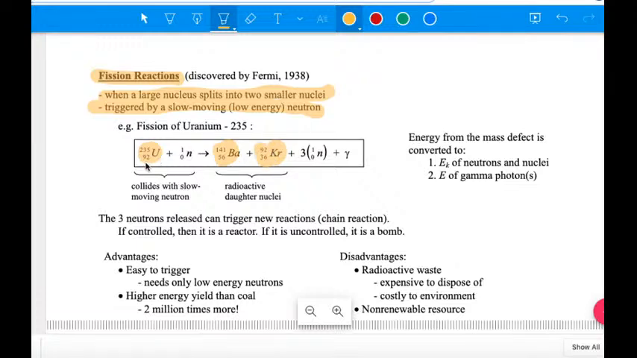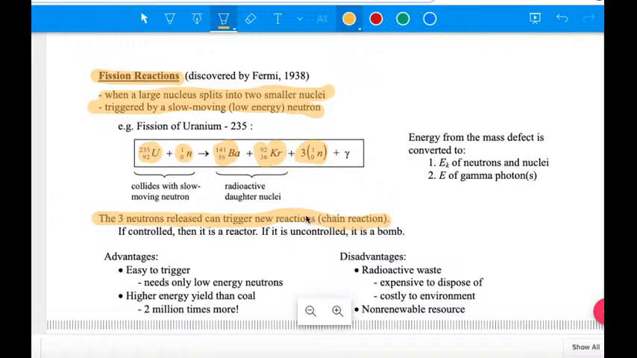So with fission, we'll always start with something much larger with a higher mass number, higher atomic number, and it'll require a neutron, low energy, slow moving. That's important to know, and that'll split it into two. We'll also always get 3 other neutrons, right? And each of those 3 can trigger new reactions. So you can get this super quick chain reaction, right?